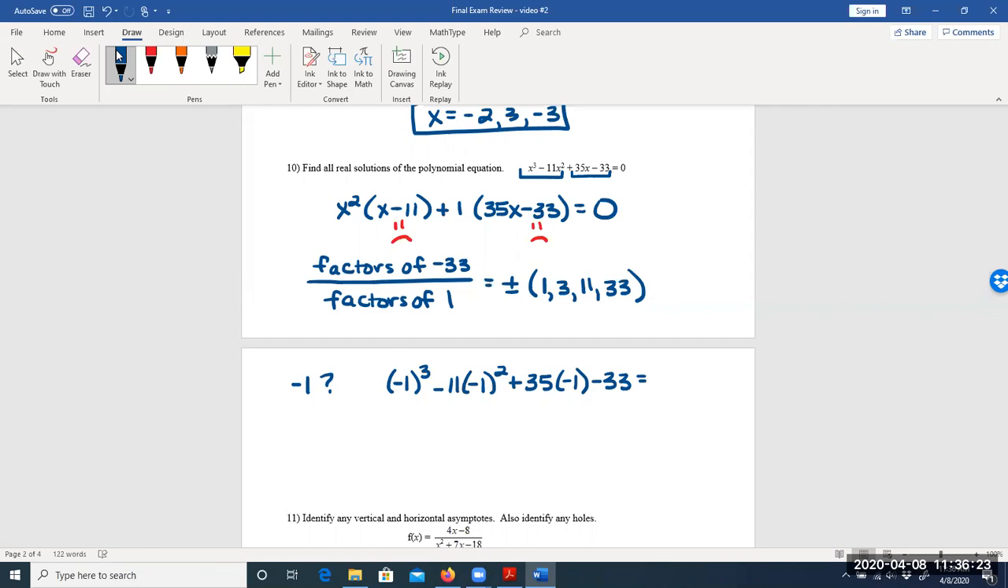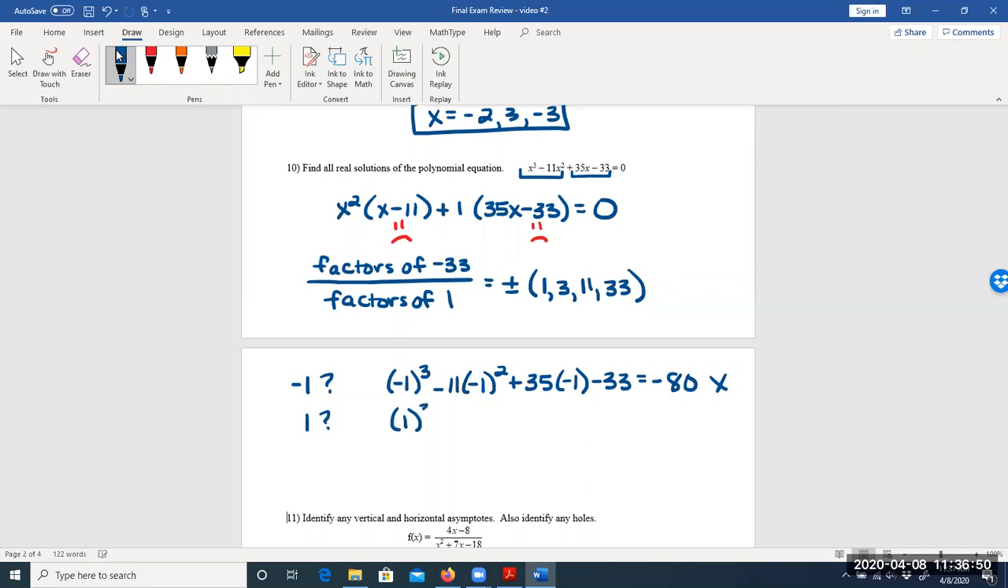So I'm just going to use my calculator. I'm going to get negative 1 for that first term, and then it's going to be minus 11, because I would square first and then multiply times negative 11. And then minus 35 minus 33. Okay, definitely not 0. I'm getting negative 80. So negative 1 is not a solution.